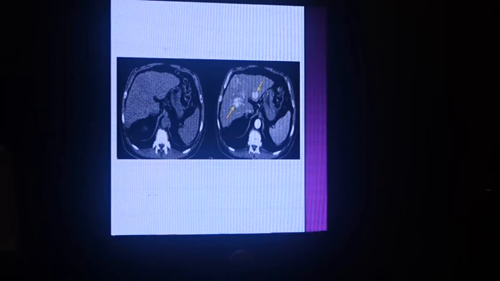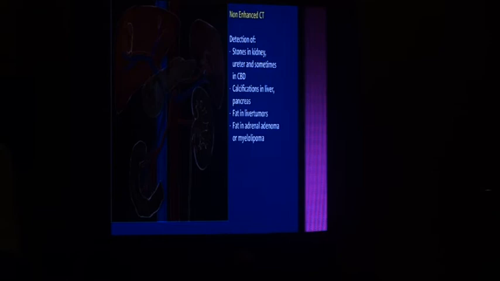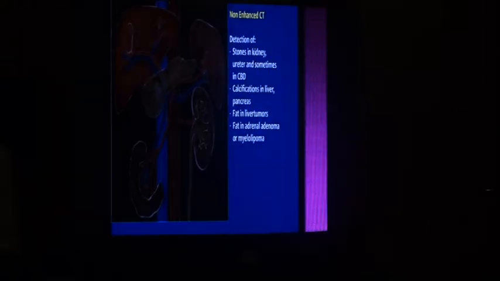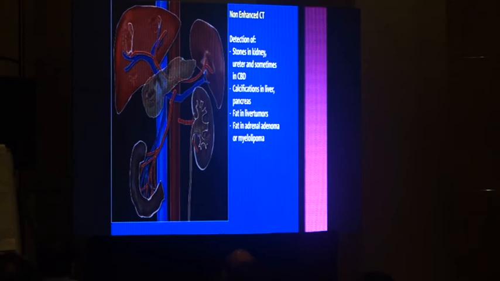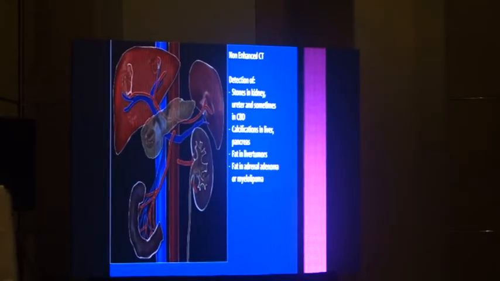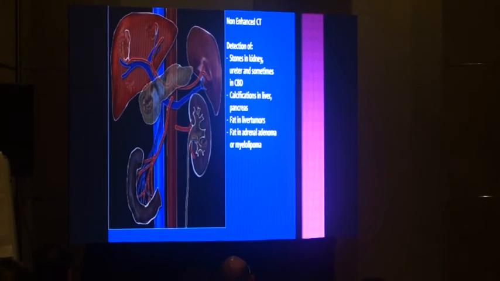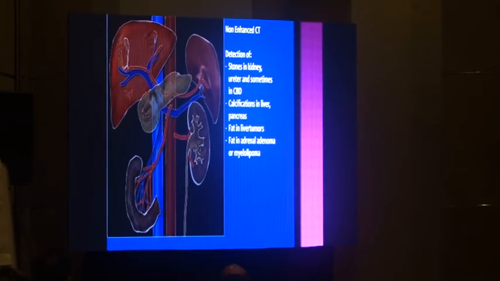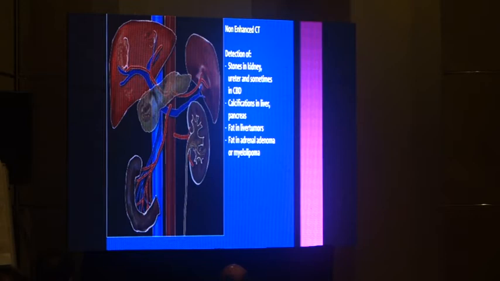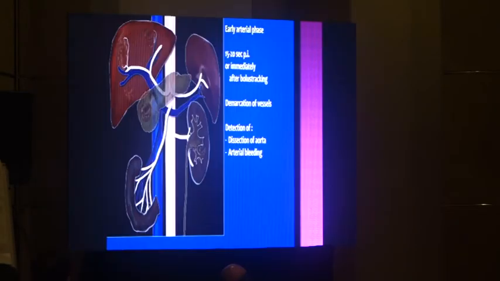On the left side we can see the scan without contrast, and on the right side we can see it with contrast. This is a non-enhanced CT. Basically, non-enhanced CT is done for detection of calculi in the kidneys as well as ureters, and especially for calcification of the liver and pancreas, fat in liver tumors, and fat in adrenal adenomas or myelolipoma.